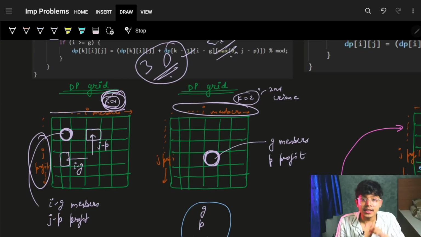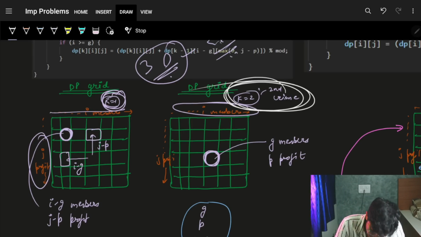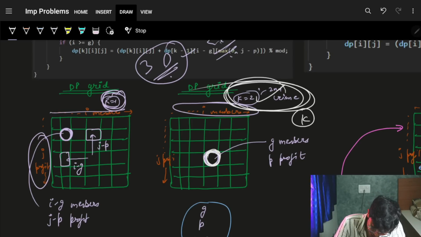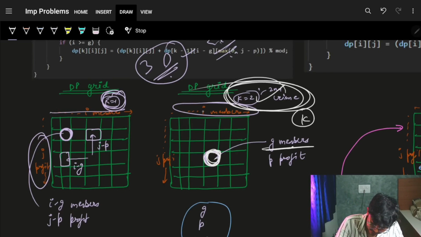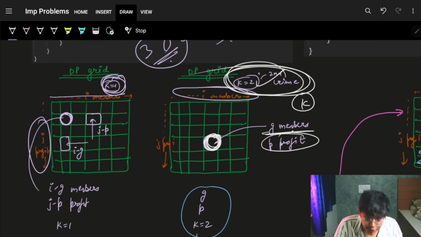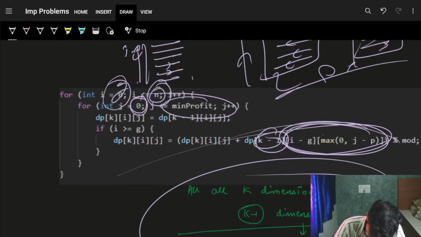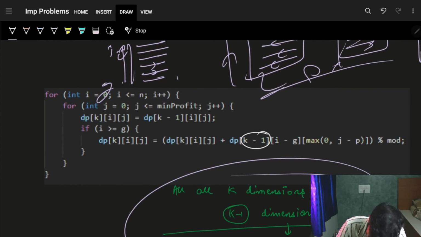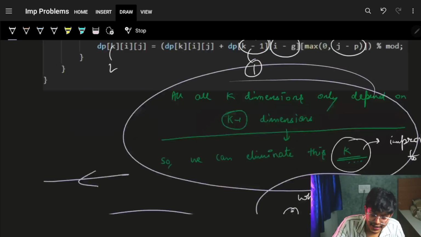For k equal to 2, let's say I am finding my answer for k equal to 2. I am standing at this condition, which means my k is fixed right now. Because of this condition, I have my G members, profit is, let's say, P right now. So I was concerned about k minus 1, which means if my k is 2, I was concerned about the first k and also I minus G and J minus P.